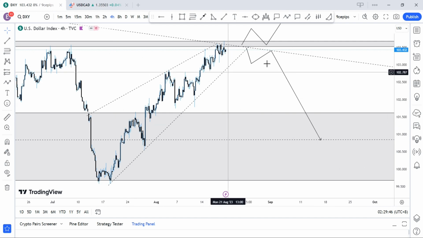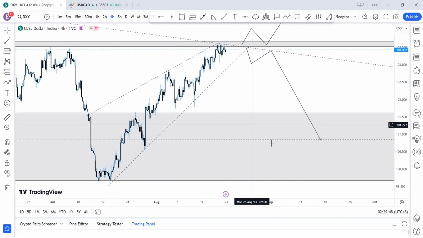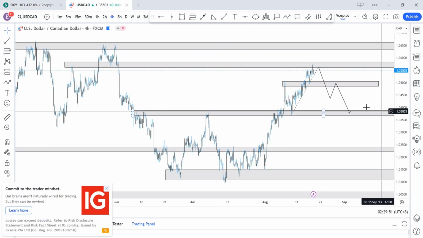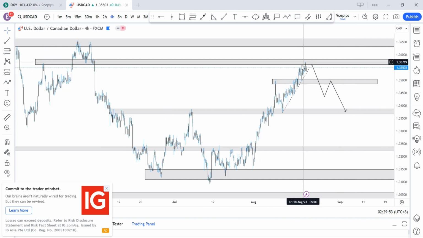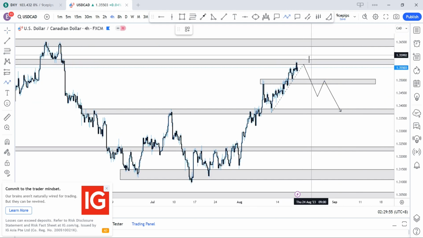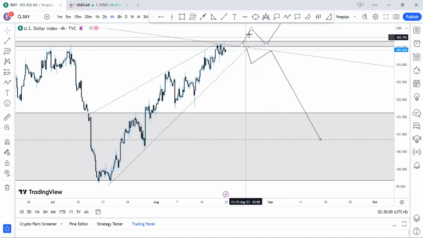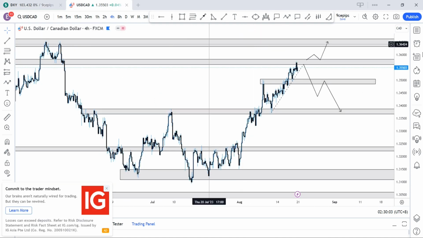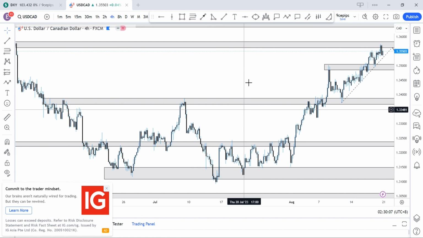That would be respecting the DXY pattern, because the DXY going down means the USDCAD going down. So that's basically it. Otherwise, what we'll be anticipating is that price is going to break through this region, possibly retest, and then retest this region, which is more like playing out what would happen here on DXY. Okay, so basically that's that on USDCAD quickly.